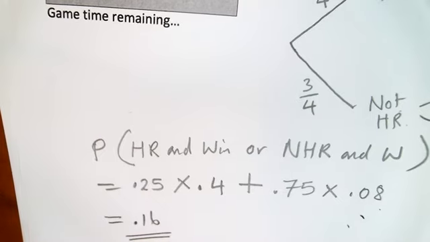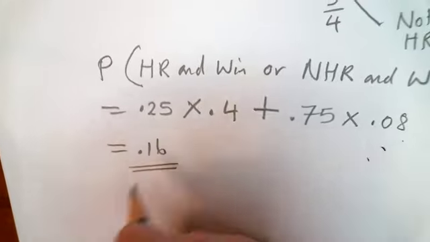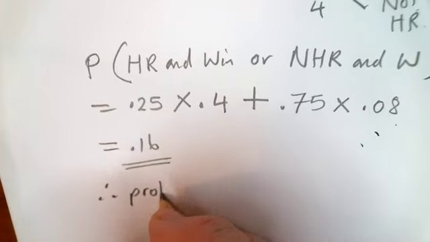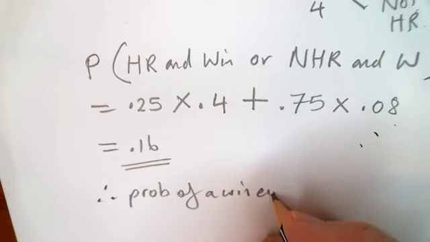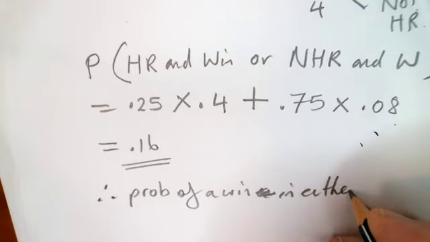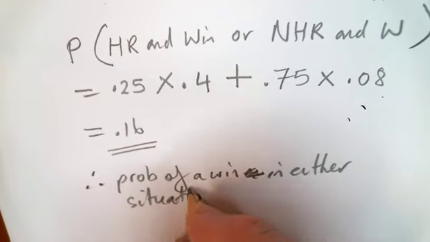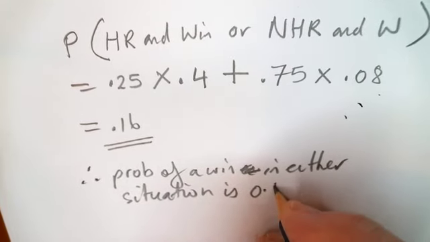Now, we should probably write a concluding statement. So we should say, therefore, the probability of a win in either situation, being heavy rain or not heavy rain, is 0.16.